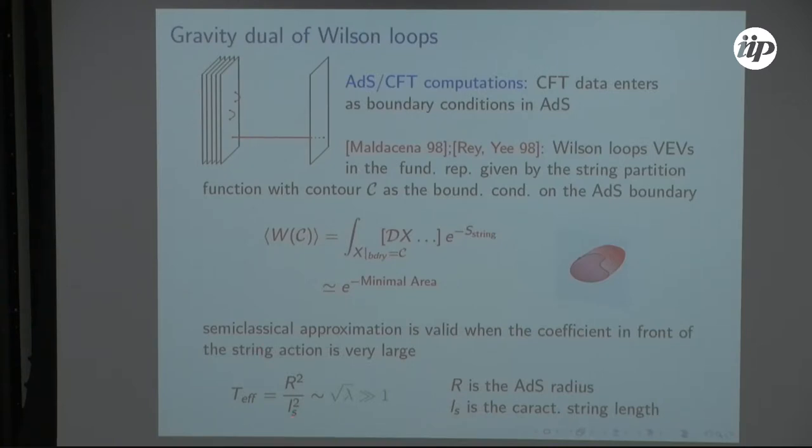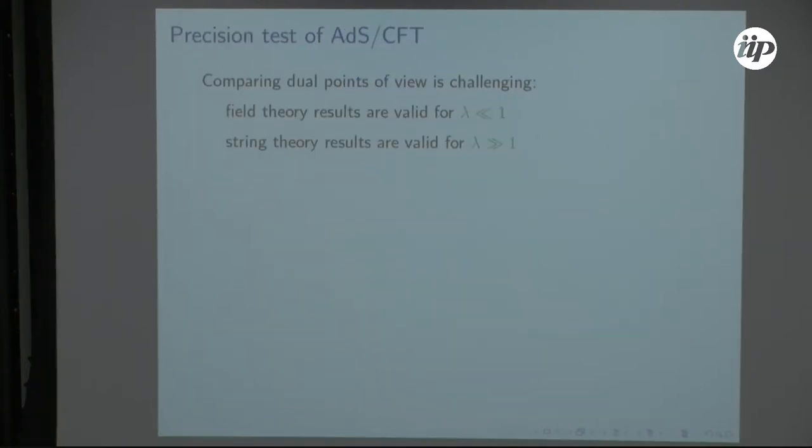When you look at the AdS/CFT dictionary, the radius of AdS squared over alpha prime, or the length of the string squared, is nothing but the square root of lambda. So this semi-classical approximation is valid only when the square root of lambda is very large. But that's good, because this opens the possibility to explore this other regime, which was difficult with perturbative methods, by just a semi-classical approximation of the string theory.